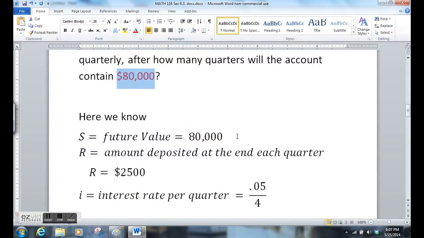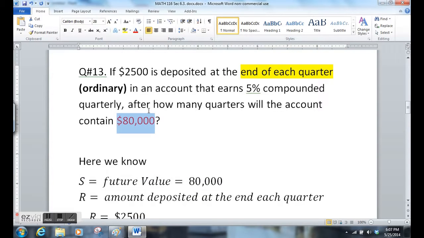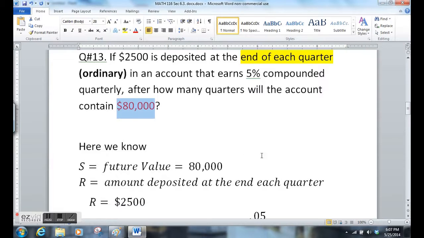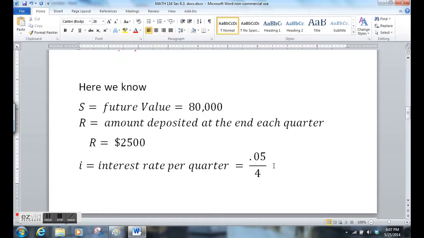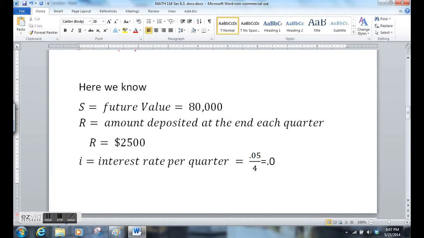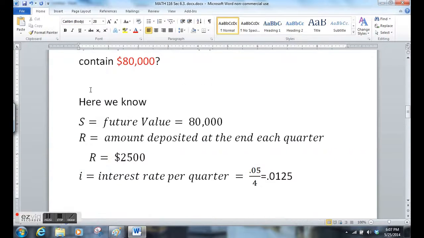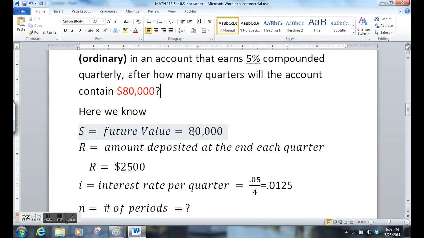So here's what we know. We know the future value is $80,000. We know R, the amount that you're depositing each quarter, is $2,500, right? We know the interest rate is 5% compounded quarterly. So it's 5% divided by 4. That's equal to 0.0125. So what we don't know is N, which is the number of periods. So what we want to know, it says after how many quarters? This is the question is asking essentially what is N?